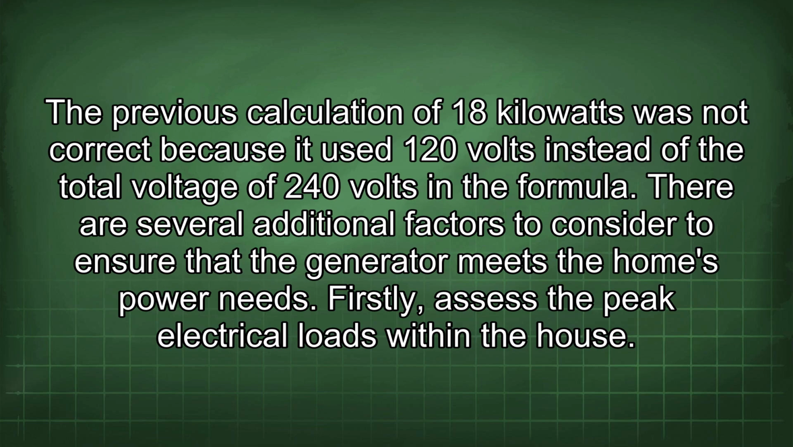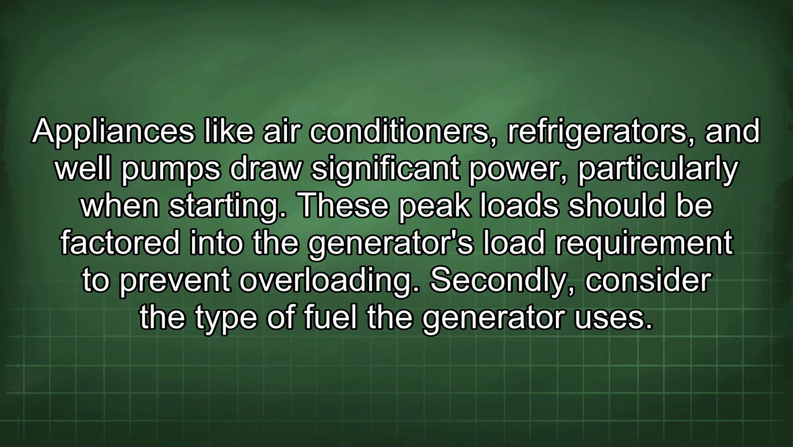There are several additional factors to consider to ensure that the generator meets the home's power needs. Firstly, assess the peak electrical loads within the house. Appliances like air conditioners, refrigerators, and well pumps draw significant power, particularly when starting. These peak loads should be factored into the generator's load requirement to prevent overloading.